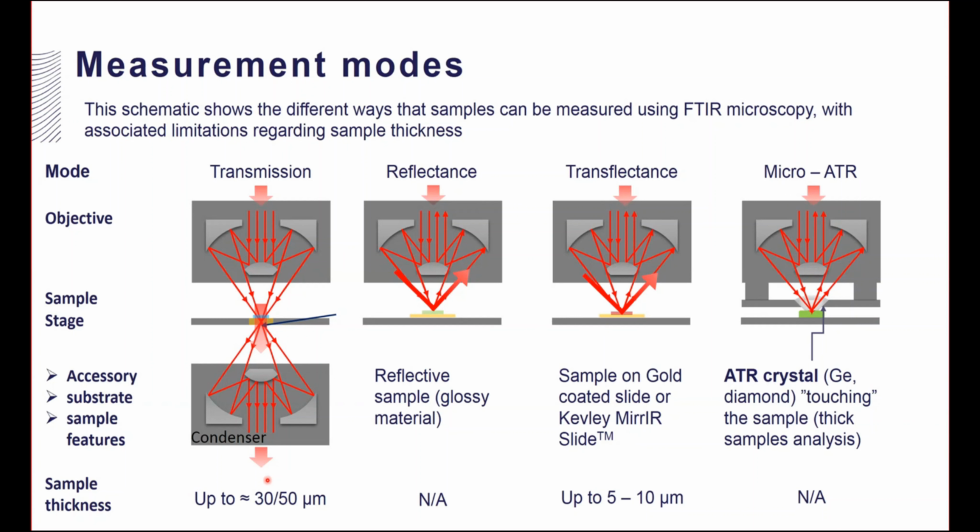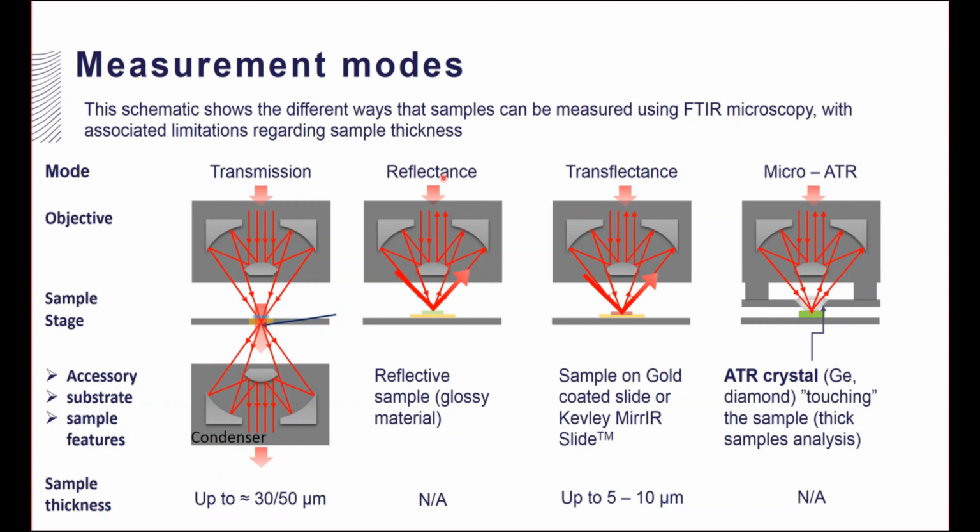Analysis in transmission is very useful if we have a thin sample, but the thickness of the sample is limited to around 30 or 50 micrometers. Above this size, we start to lose information when we record our infrared spectra.